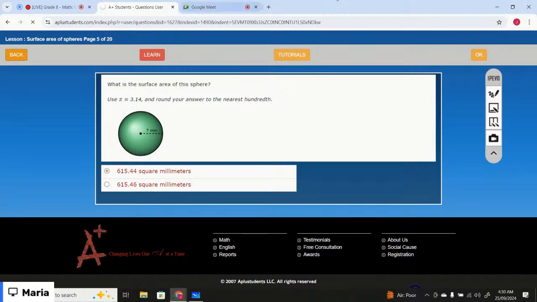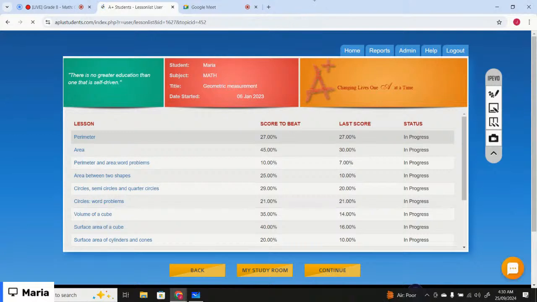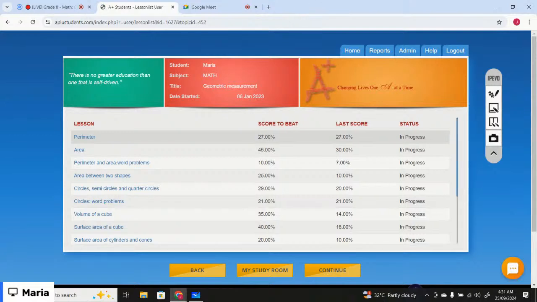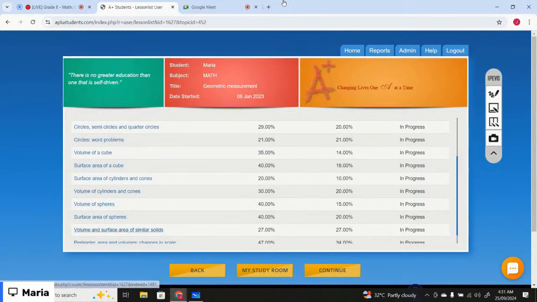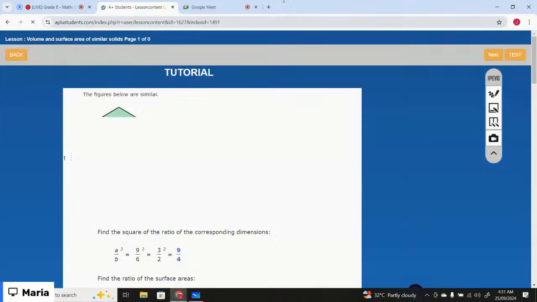The next lesson is volume and surface area of similar solids. So let's just start with the lesson.